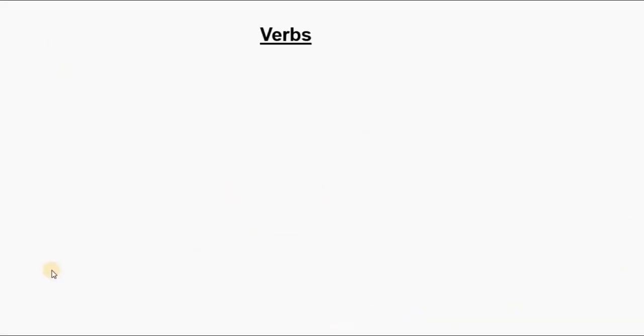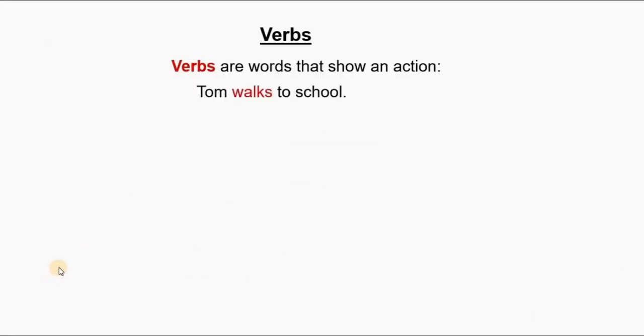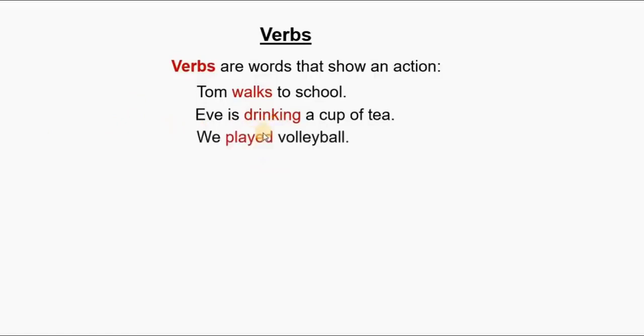Verbs, very important. Verbs are words that show an action. For example, Tom walks to school. This is an action. Eve is drinking a cup of tea. So this word, drinking, tells us what Eve is doing. It's an action. We played volleyball. So this is an example of the verb in the past tense. We played volleyball.